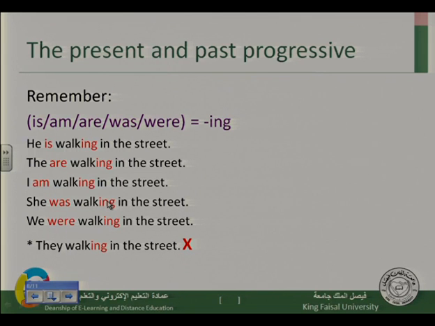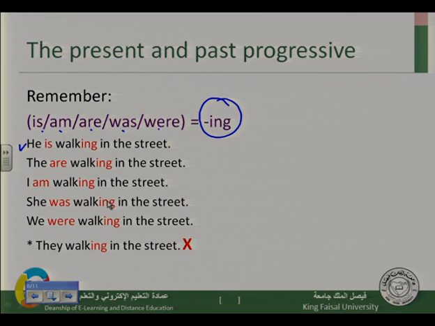Now, the present and past progressive. Some people call it the continuous. It's the same thing. It's just some people decided to call it the progressive, and others preferred to call it the continuous. So let's just remind ourselves with this. We have to use is, am, are, was, and were with the -ing form. You can't use -ing on the verb unless you have one of these before the verb. Okay? Now let's see how this works.